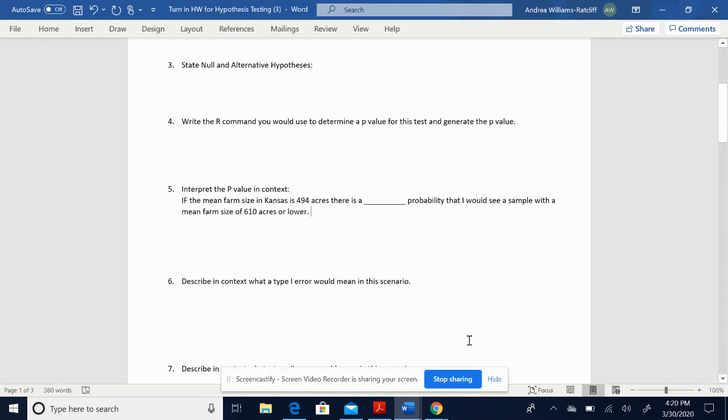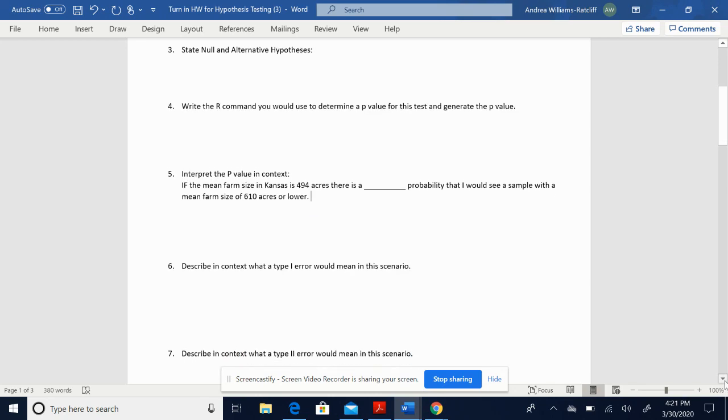It always needs to follow that format. If the null is true, that's what I'm saying here in context. If the mean farm size in Kansas is 494 acres, then here's your p-value. That's the probability that I would see a sample with what the information is from my sample or lower. This wouldn't just be the probability of seeing mine, it's also seeing something more extreme. So you probably don't want to travel too far away from that general skeleton, because sometimes when you're very new at this, if you're trying to say things in your own way, you get a little carried away and you say some words in there that put a meaning in there that you don't want it to actually mean.